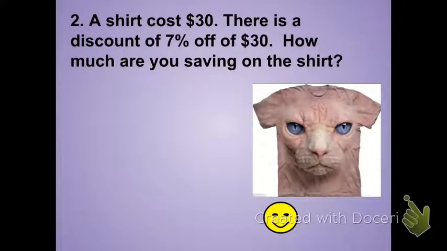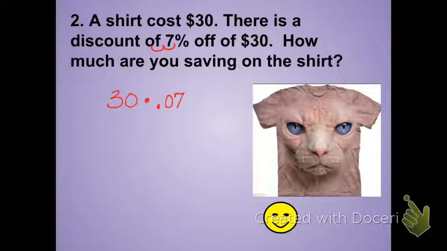All right, so we have a shirt and it costs how much? $30. There is a discount of how much? 7%. So how much are you saving? That's the first question. How much are you saving on the shirt? All right, so we have $30. Now, make sure that you correctly move your decimal. Is it 0.7 we're going to multiply it by? 0.07, because we have to move it two places. So times 0.07.